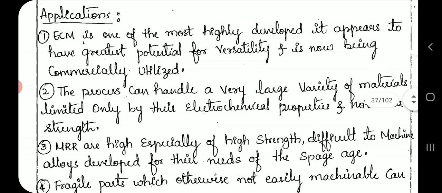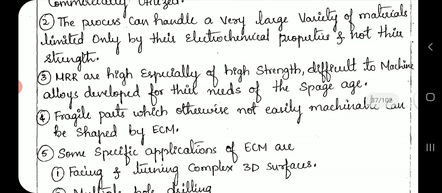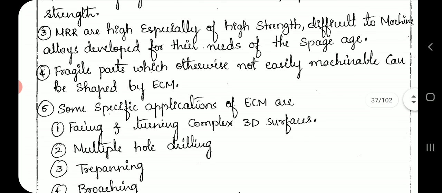Applications. ECM is one of the most highly developed processes. It appears to have the greatest potential for versatility and is now being commercially utilized. The process can handle a very large variety of materials, limited only by their electrochemical properties and not their strength. Material removal rates (MRR) are high, especially for high strength, difficult to machine alloys developed for the needs of the space age. Fragile parts which are otherwise not easily machinable can be shaped by ECM.